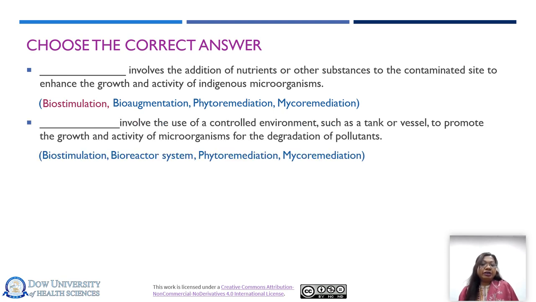The next statement is: dash involves the use of a controlled environment such as a tank or vessel to promote the growth and activity of microorganisms for the degradation of pollutants. We have learned that by using a big bioreactor system, we can use a controlled environment that enhances the growth of microorganisms to bioremediate the contaminated area. So the answer is bioreactor system.